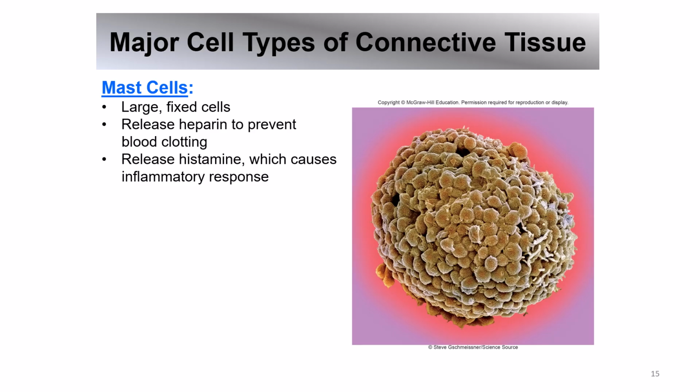Another type of cell that we might find in connective tissues is the mast cell. These are actually fixed cells, so know that these have two functions. They release heparin. Heparin is to prevent abnormal blood clotting. And they also release histamine, and know that that's for inflammation.